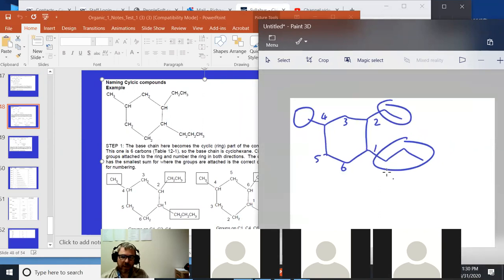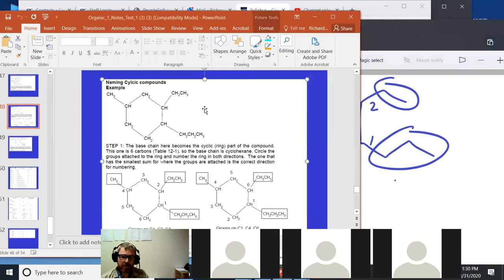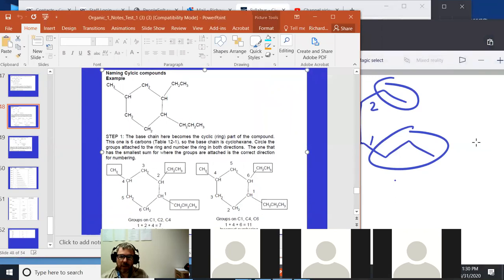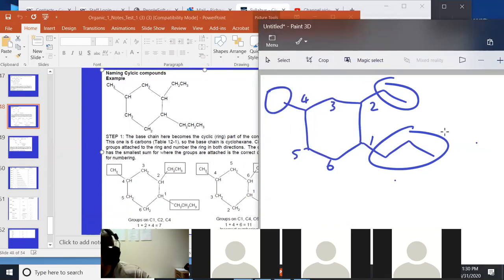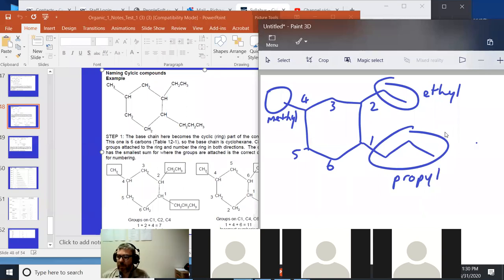Now, as far as the name goes, I'd have to write down each of those. We've got methyl, we've got ethyl, and then we'd have propyl or N-propyl. It doesn't matter which one you use there, but I'll go with propyl. So those are the three substituent groups, and we'd be using M, E, and P as the basis of our alphabetization.